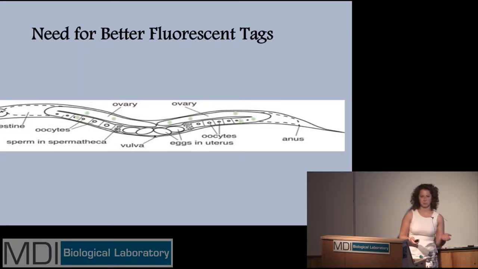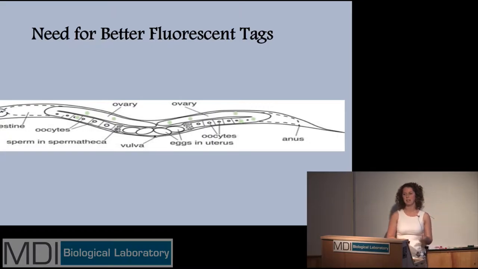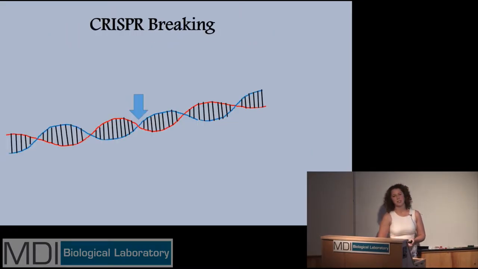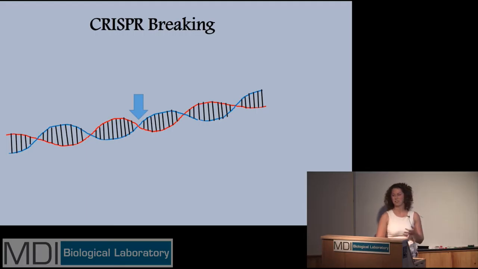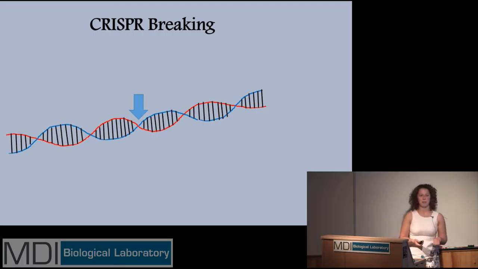So my project this summer has been to use a new technique to edit that endogenous gene. And this is called CRISPR. So CRISPR is a four-year-old technology, and it stands for clustered, regularly interspaced, short palindromic repeats. And CRISPR is derived from bacteria.